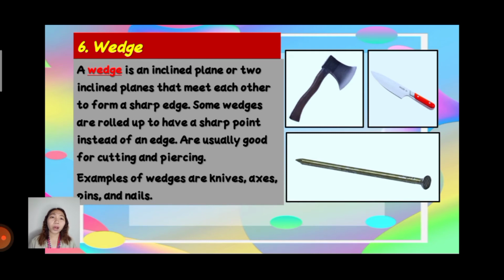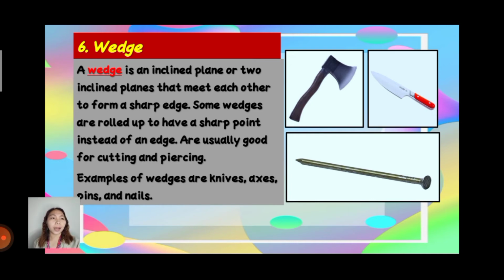Okay, the sixth one is what we call a wedge. A wedge is an inclined plane or two inclined planes. So, a wedge is an inclined plane or two inclined planes that meet each other to form a sharp edge. Some wedges are rolled up to have a sharp point instead of an edge, and are usually good for cutting or piercing. Examples of wedges are knives, axes, pins, and nails.